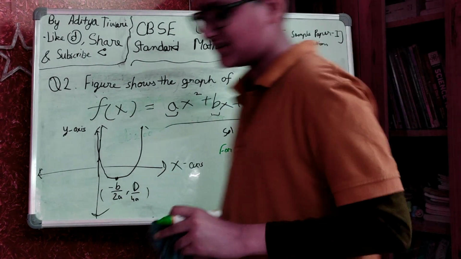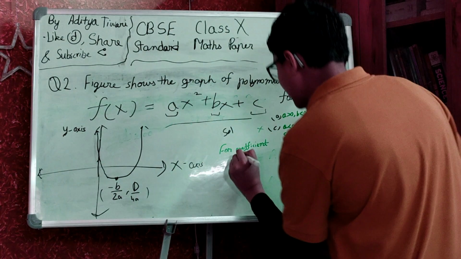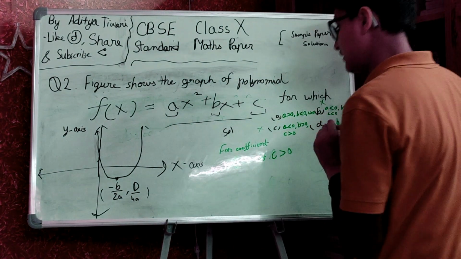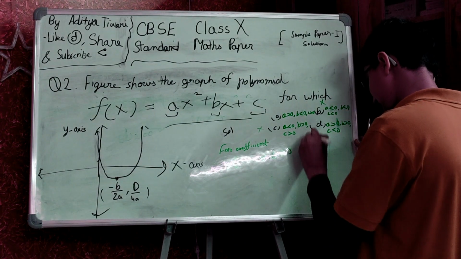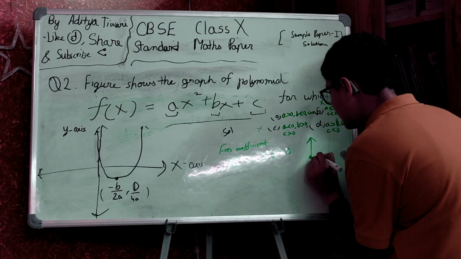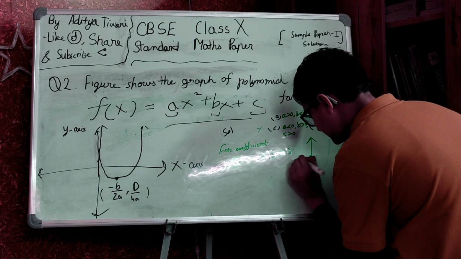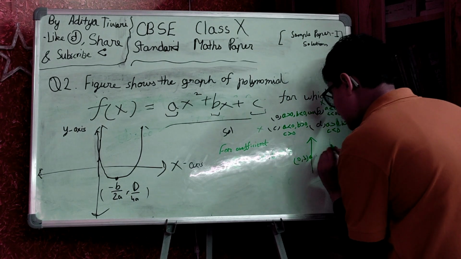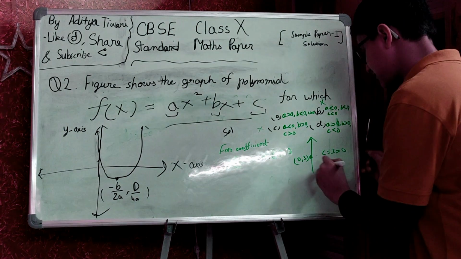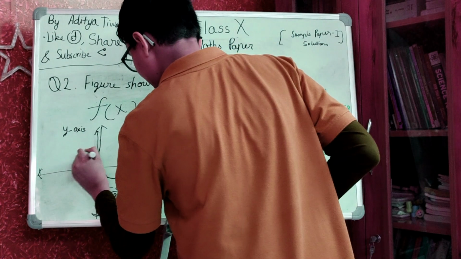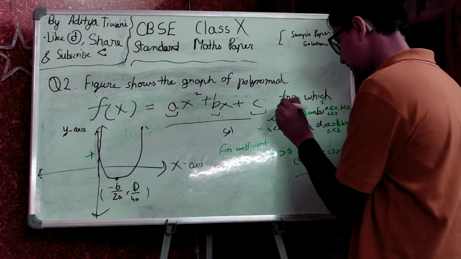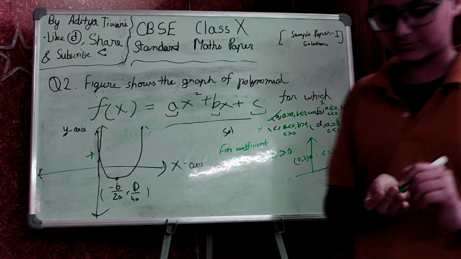So coefficient C is one of the easiest ones. This means if C is greater than 0, then the y-intercept will be that point. Like, let's consider it as (0, 3). So the C value should be 3, greater than 0. If it's in positive y, like here you can see this point is in positive y, so the C value is greater than 0. So A should be the correct option.